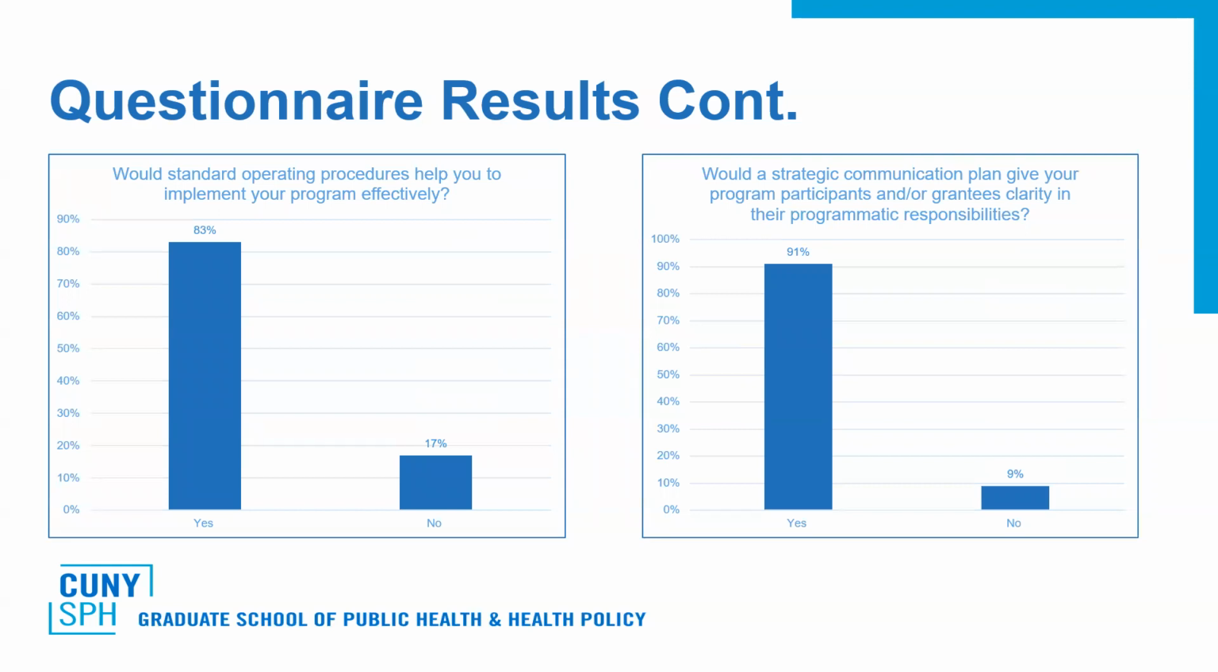Would a strategic communication plan give your program participants and/or grantees clarity in their programmatic responsibilities? 91% said yes. Behavioral health program success is often dictated by the communication strategy that you have towards your grantees, so that you are able to communicate to them what the expectations are of them outside of their scope of work and their contractual obligations, but so that you're able to almost lead a long-standing class for 1 year, 2 years, or however long the grant period extends for.